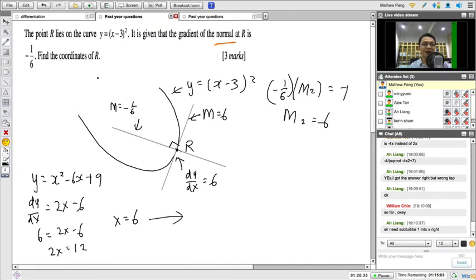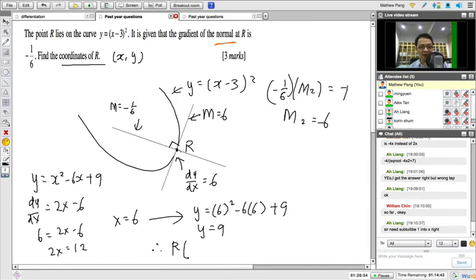Alright, then I want to find the coordinates. Coordinates means I need to have x and y, so I need to find my y also. I substitute my x back into y. So y equals 6 squared minus 6 plus 9, which is y equals 9. Then I can get my coordinates of R easily, which is (6, 9). Done.